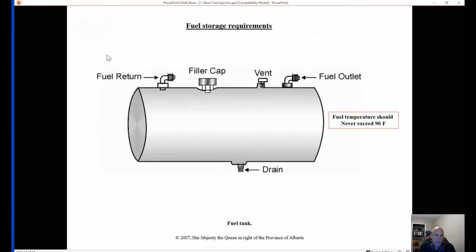We've talked about fuel tanks again, how we have them set up, why we have vents, why we have a drain. And again, one of the reasons fuel tanks should never be covered in the summertime is if fuel exceeds 90 degrees Fahrenheit, all the lighter ends are going to evaporate. Remember, we talked about VOCs, and those are the lighter ends that we need to ignite the fuel to start the burn process.